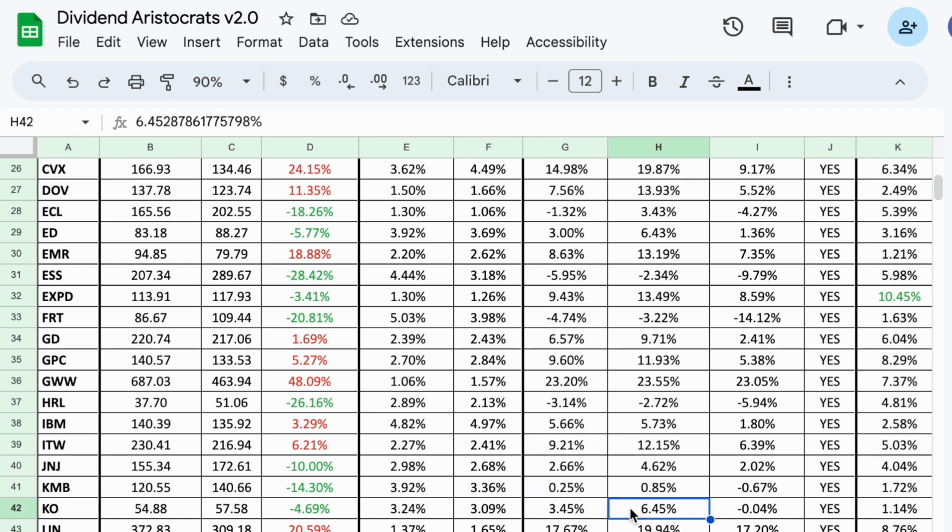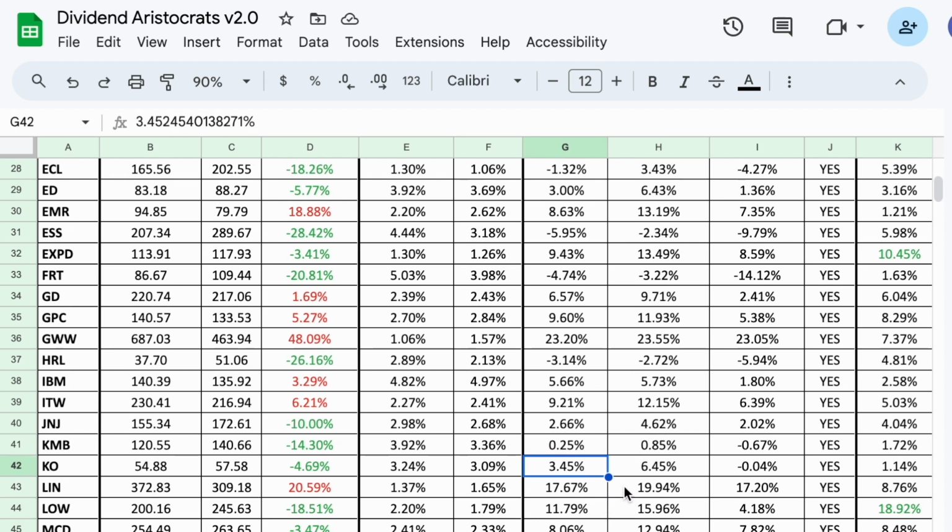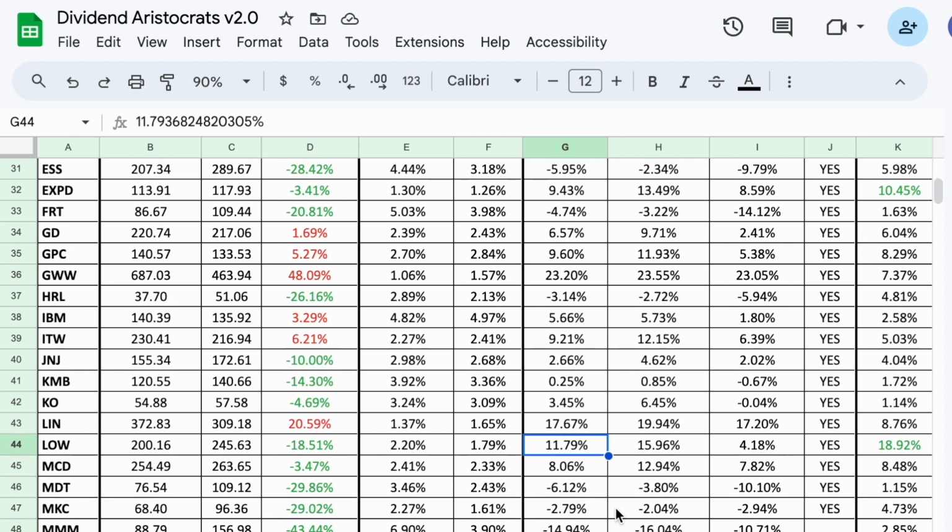Coca-Cola passes the test as well, with a return of 6.45% while undervalued, compared to 3.45% overall. Linde plc passes the test with a return of 19.94% while undervalued, compared to 17.67% overall. Lowe's passes the test with a return of 15.96% while undervalued, compared to 11.79% overall.